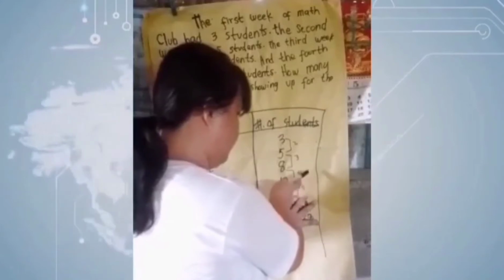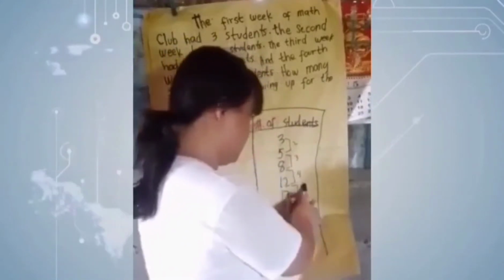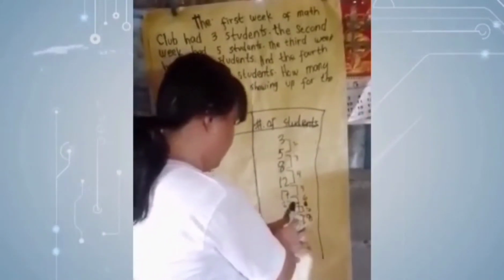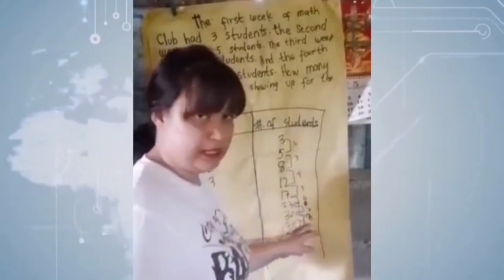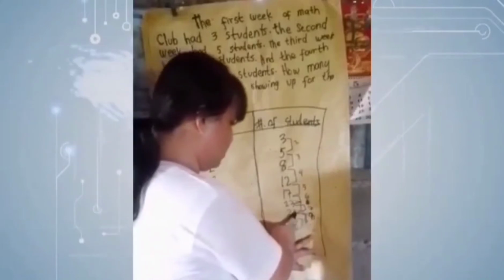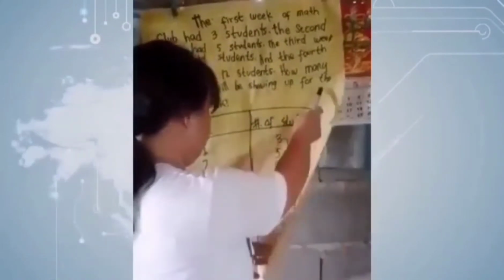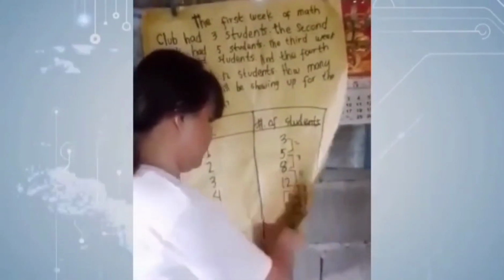So the 5 and 4 are the differences in the numbers, and then the 6th week had 23 students. 6 were added in the 6th week. And the 7th week had 30 students. And the question, for the 8th week, how many students will be showing up?